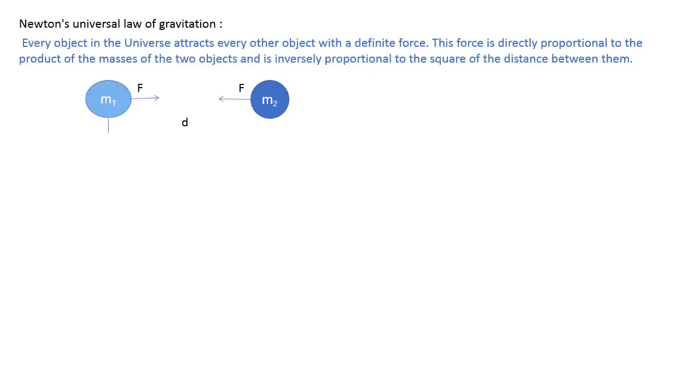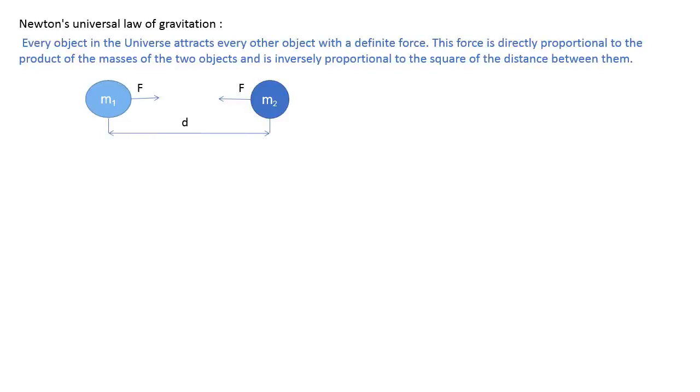So this is what we are going to consider: mass m1. This is mass m2. They both are in the universe. So you can see these arrows. These arrows are nothing but the attractive force between them. This m1 is going to be attracted by m2. m2 is going to be attracted by m1, as the law says. They are going to have a very attractive force between each other.